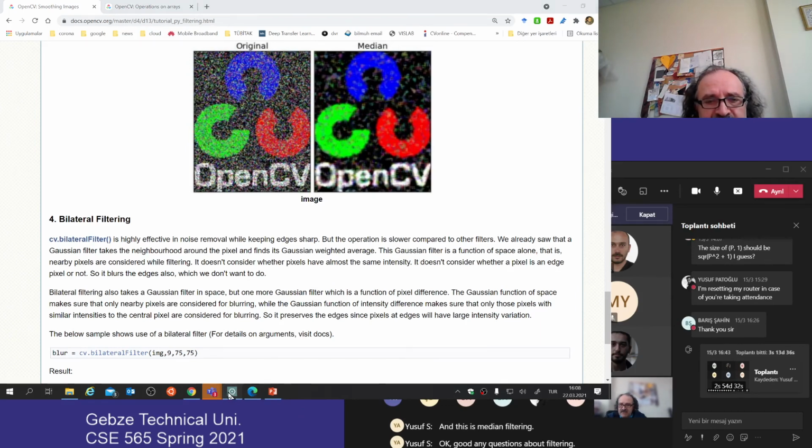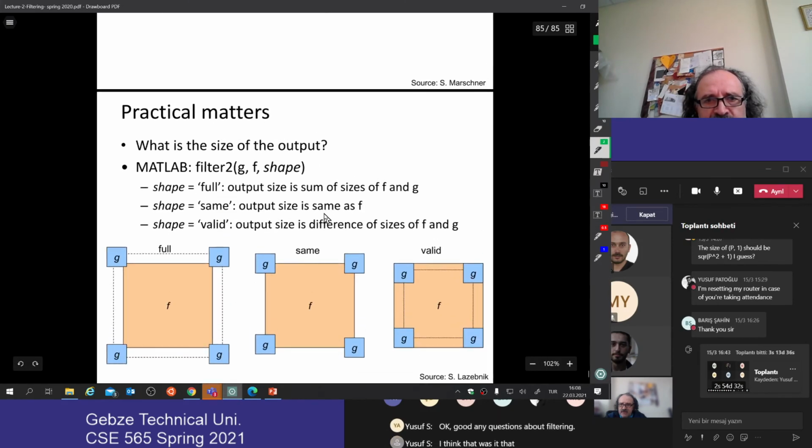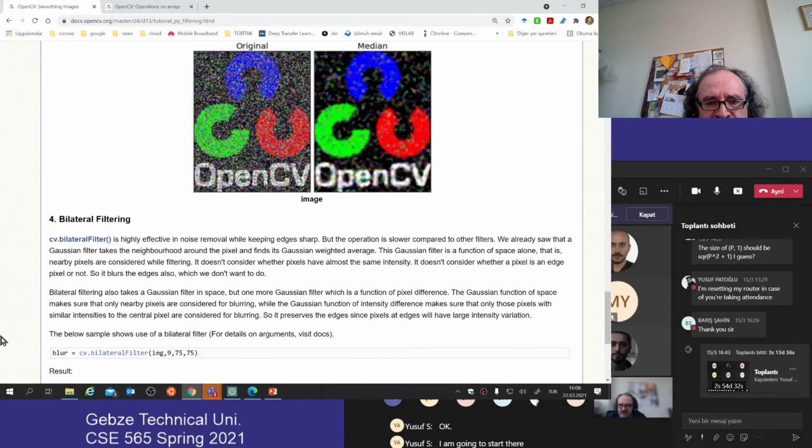I think that was it. That was the end of the chapter. Okay. I am going to start a new chapter about edge detection if you don't have any questions.